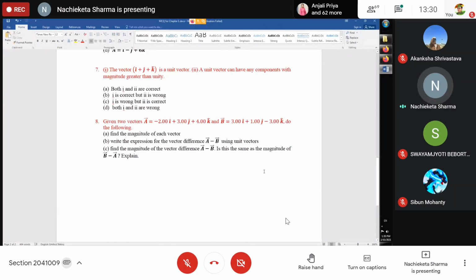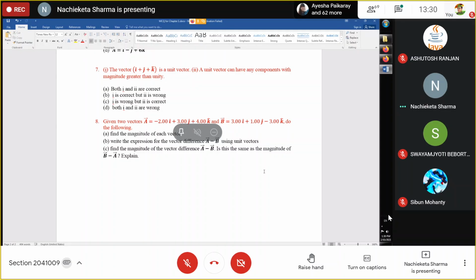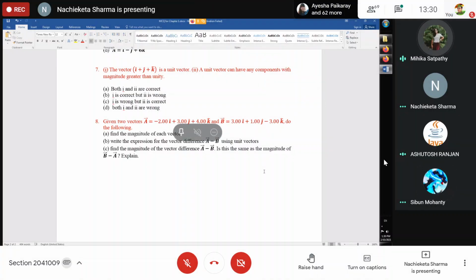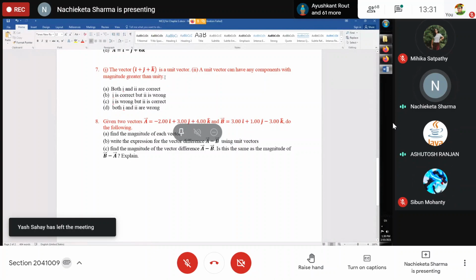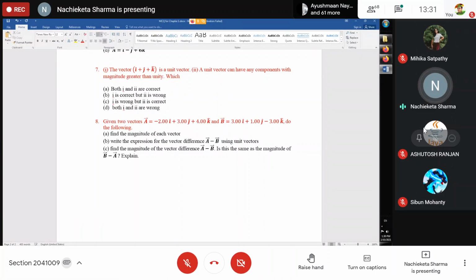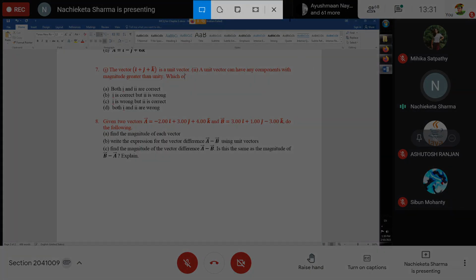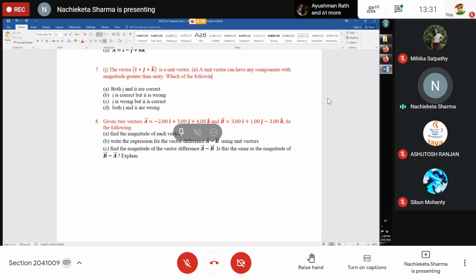Question number 7. The vector i cap plus j cap plus k cap is a unit vector. A unit vector can have any components with magnitude greater than unity. Now there are 4 options. Which option is correct? Sir, D. D, last option. Yes, actually I should write, which of the following is correct. That I should add actually.